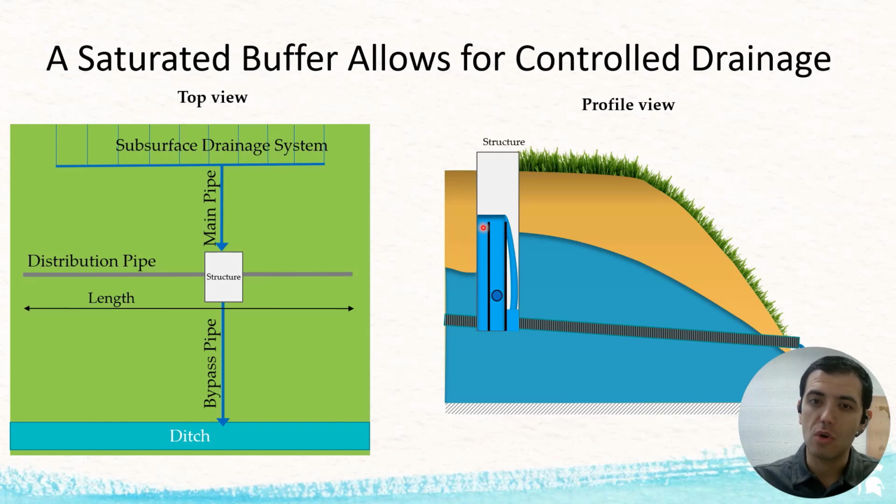And as water goes over the first chamber and into the second middle chamber, that's where water is diverted into the distribution pipes. And from there, extra water that cannot be handled by the distribution pipe goes in the third chamber, and from there, it goes in the ditch. This is the bypass section of the system. So saturated buffers allow for controlled drainage. So they offer an additional water quality benefit because it's a stacking of controlled drainage and a saturated buffer together here.